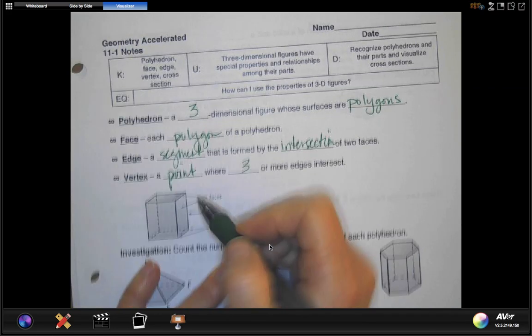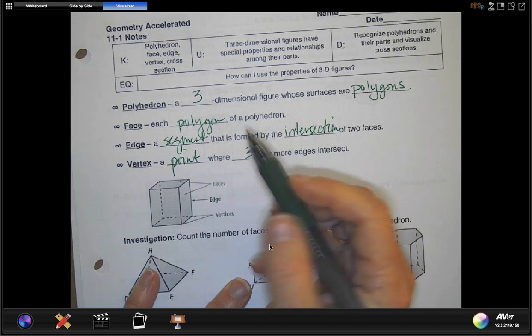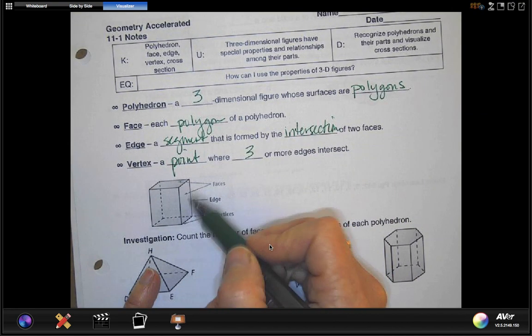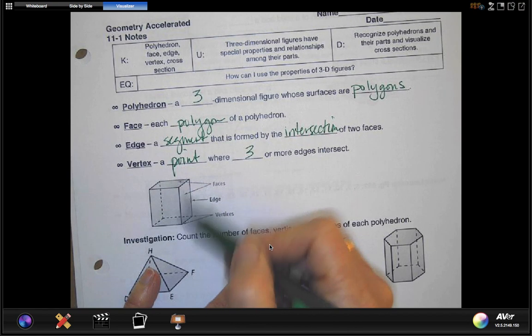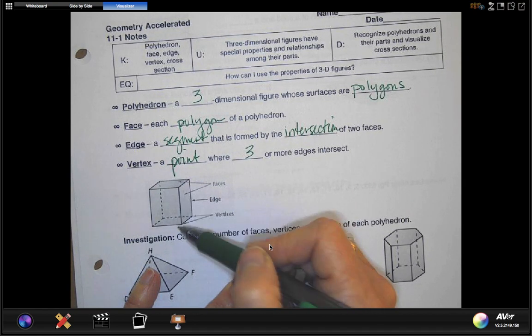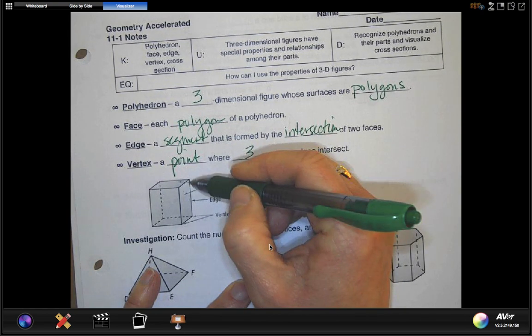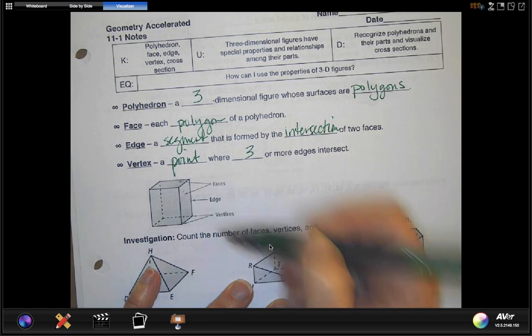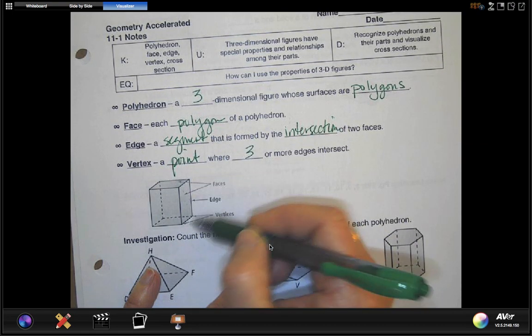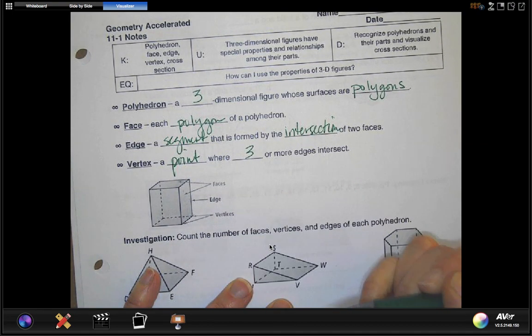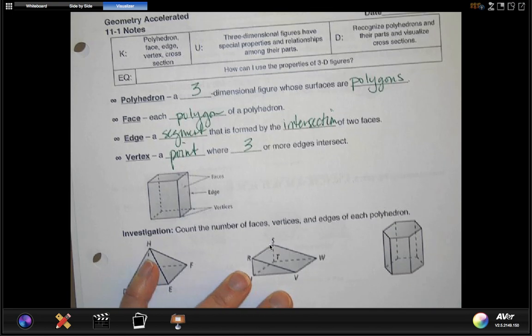Okay, so here's an example of a polyhedron. There are 6 faces here. Each face is a polygon, so we've got some rectangles and then we've got 2 squares there. The edge is the segment that's formed by the intersection of 2 faces, and then the vertex is the point at which 3 or more edges intersect.